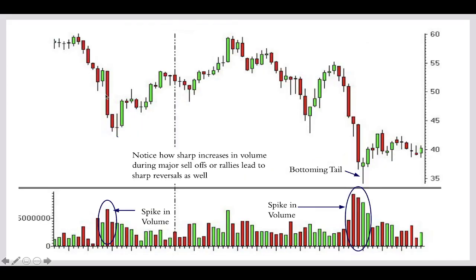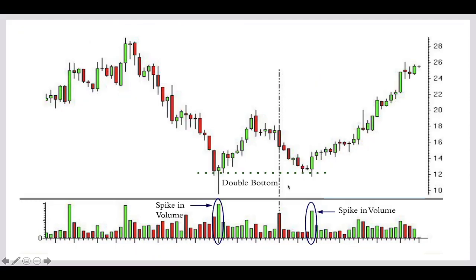Same thing here. Right here, we have a really nice reversal, a huge spike in volume. And notice how sharp increases in volume during major sell-offs or rallies lead to sharp reversals as well. So when we have a sharp drop with huge volume, it also leads to a sharp reversal most of the time. Again, here we have amateur volume and then igniting volume pushing the stock higher. Same thing here. Huge igniting volume ignites the move lower. It double bottoms. Again, huge volume propels the move higher.